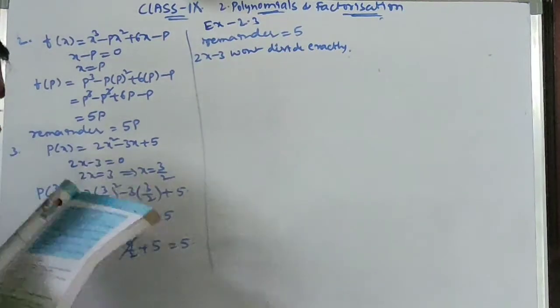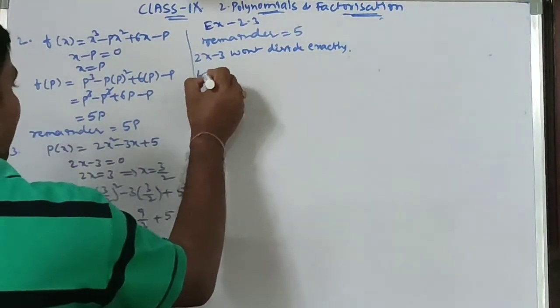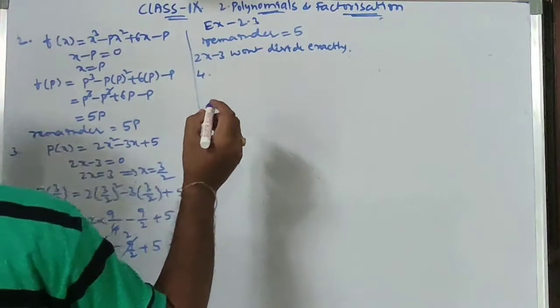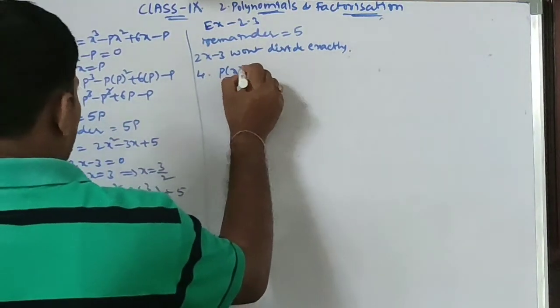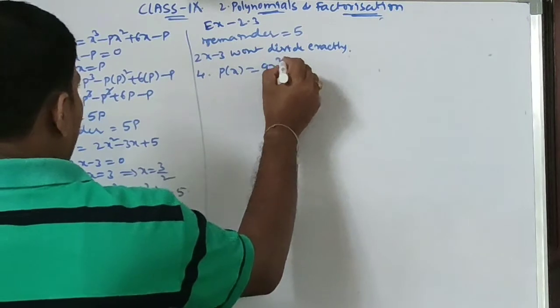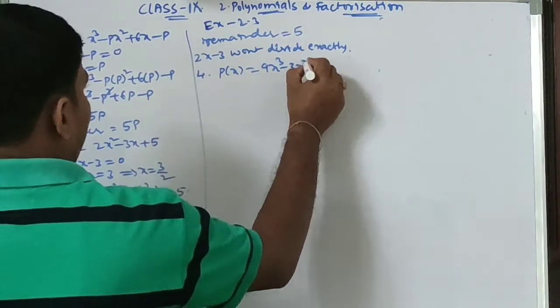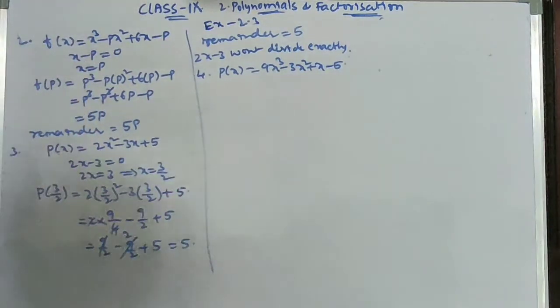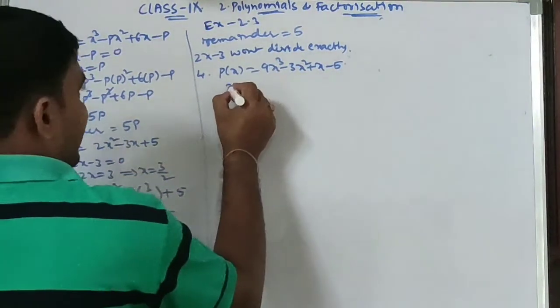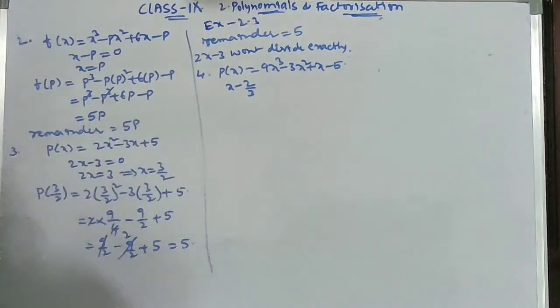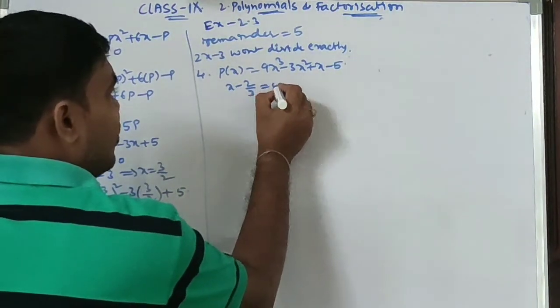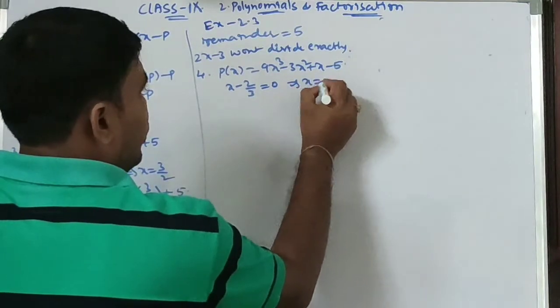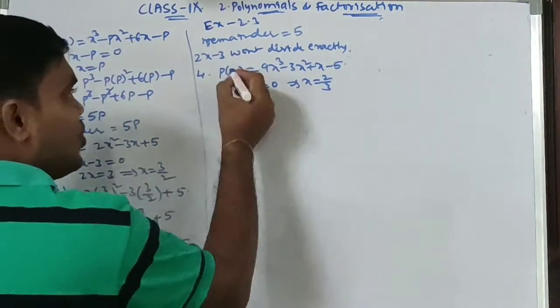Next, fourth question. Find the remainder when the polynomial p of x equal to 9x cube minus 3x square plus x minus 5 is divided by x minus 2 by 3. So we need to find out the remainder. So x minus 2 by 3 equal to 0, x equal to 2 by 3. We substitute 2 by 3.